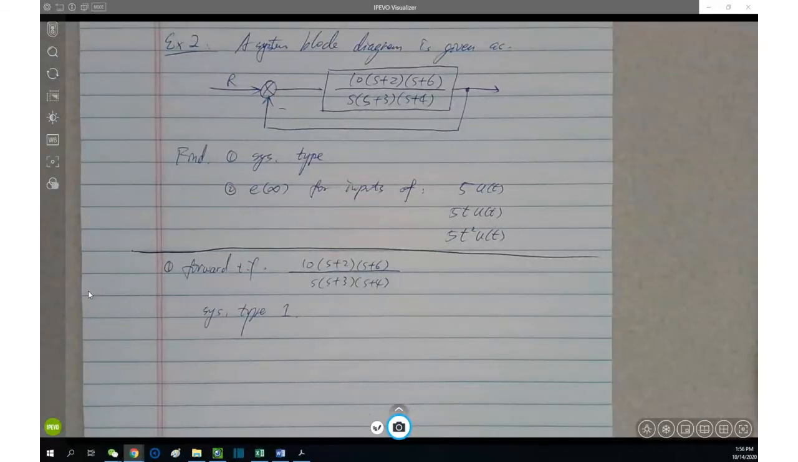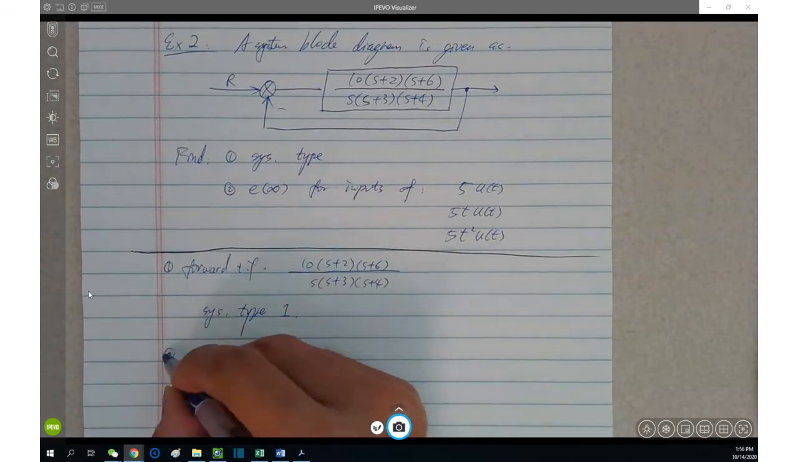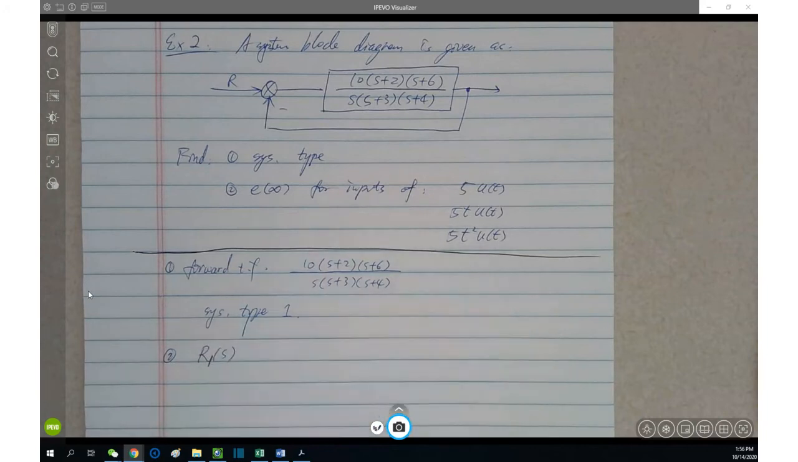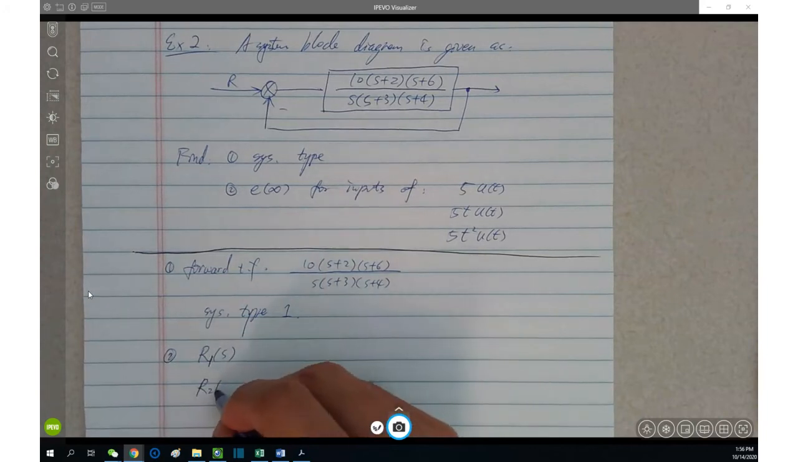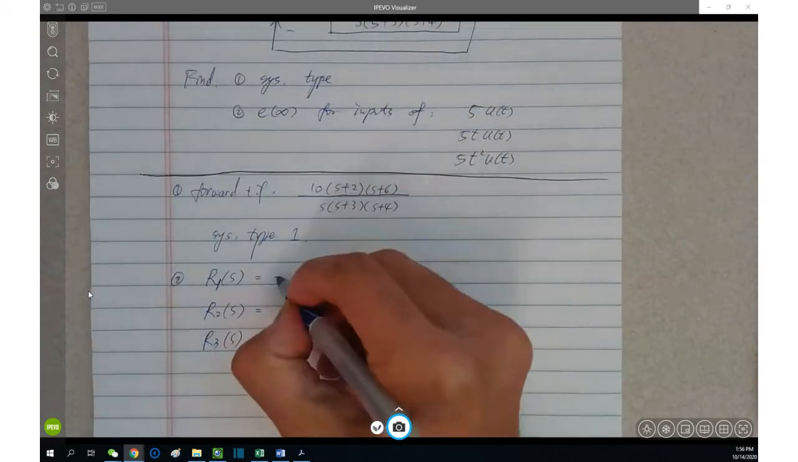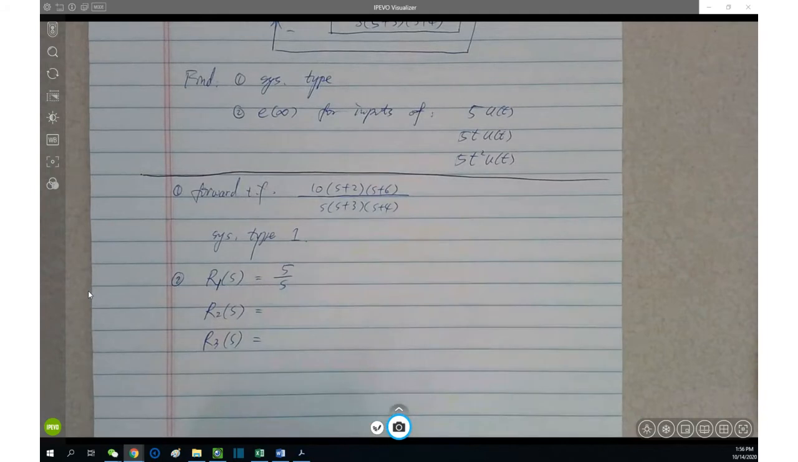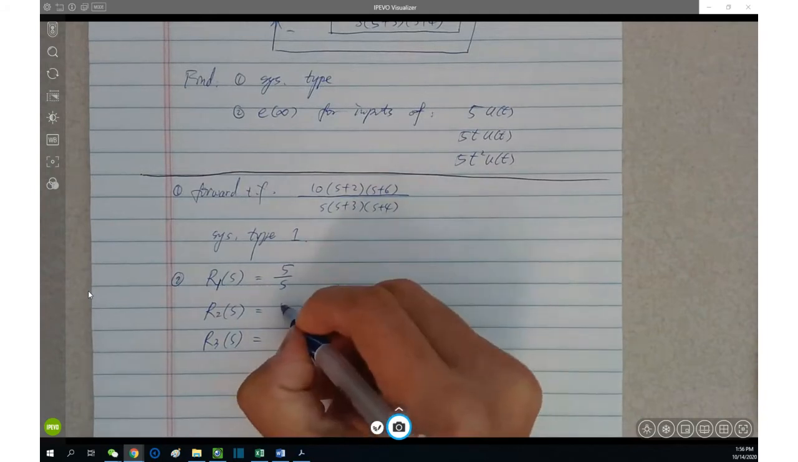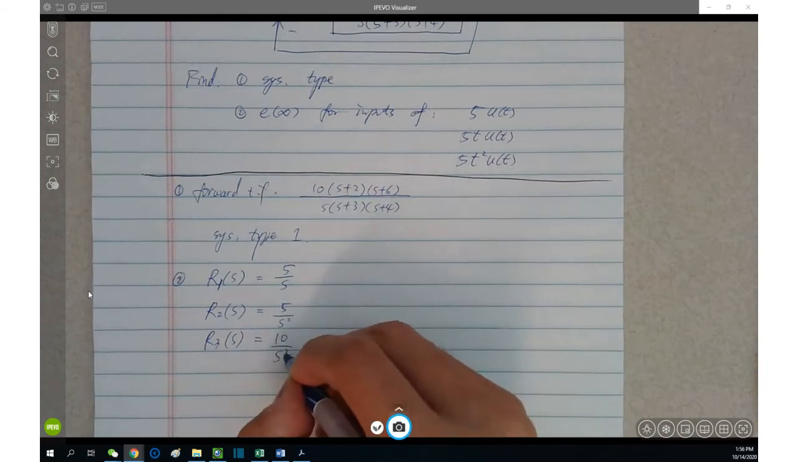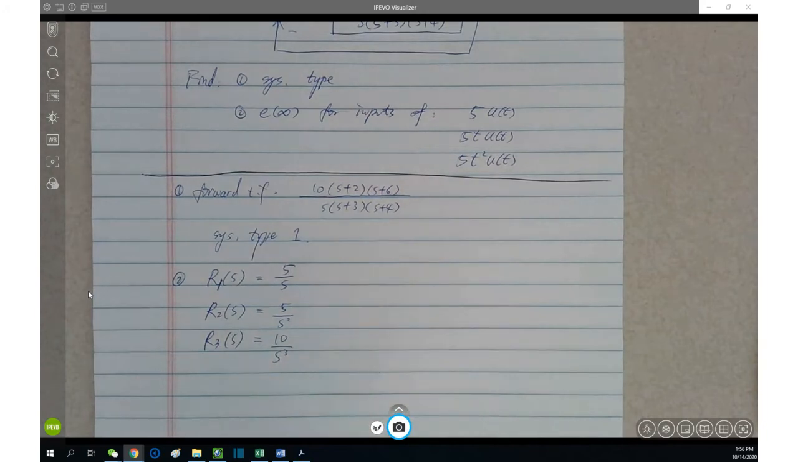Type 1 system. Second, you can easily define the inputs as R1, R2, and R3, respectively. They are 5 over s, 5 over s squared, and 10 over s cubed. And we know that they are step, ramp, and parabolic, respectively.